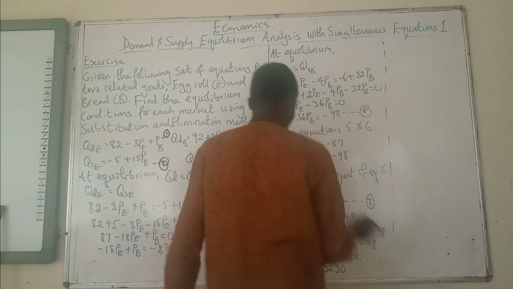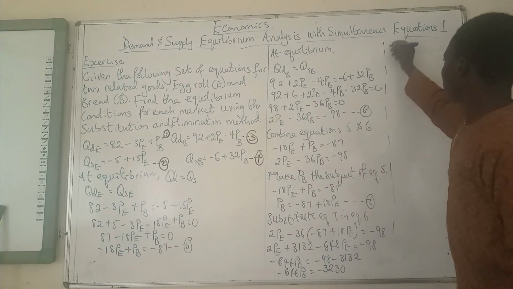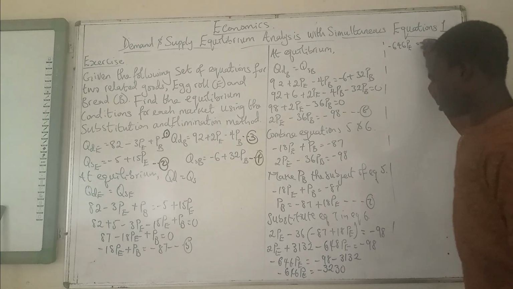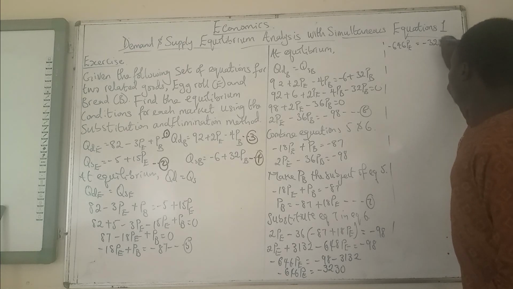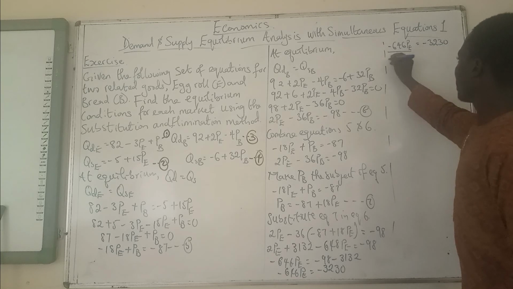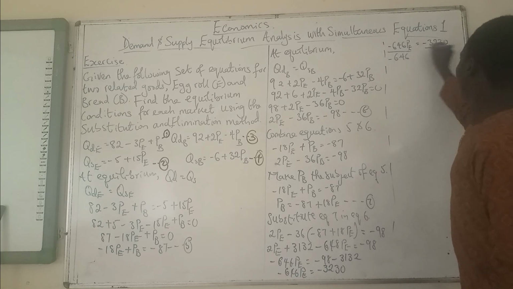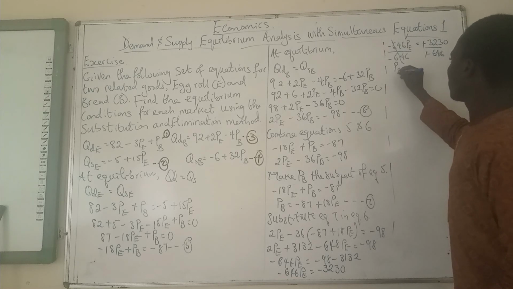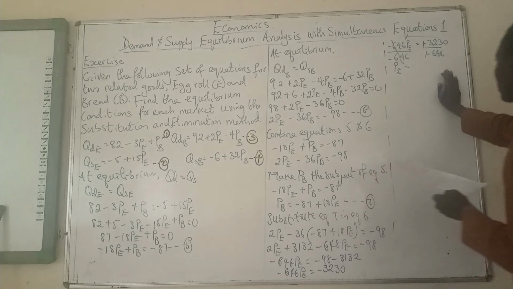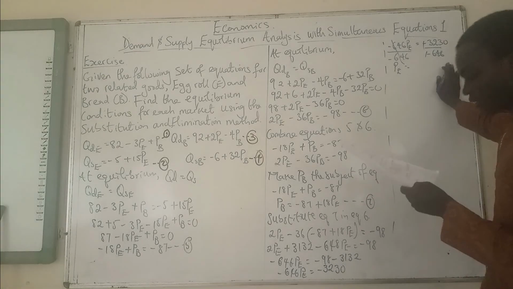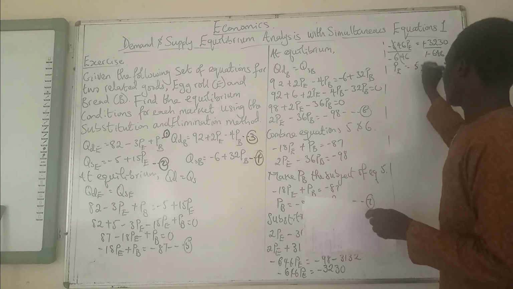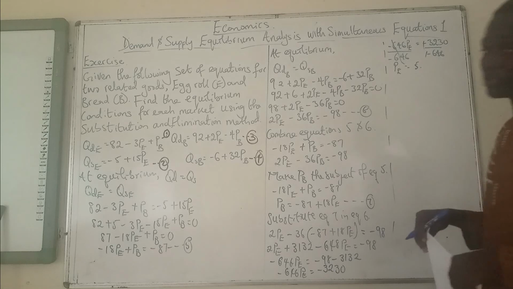Let me just do this here. So we can just say minus 646 PE equals minus 3230. So we divide both sides by minus 646. So this cancels this, including the minus. Minus cancels minus. Then PE equals, by the time you put 3230 in your calculator divided by 646, we're having 5. So the price, because what we are looking for is the equilibrium price.